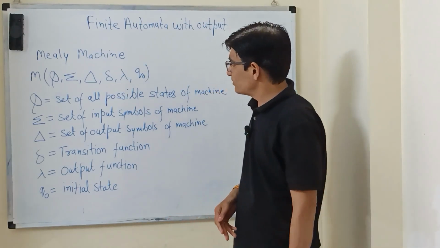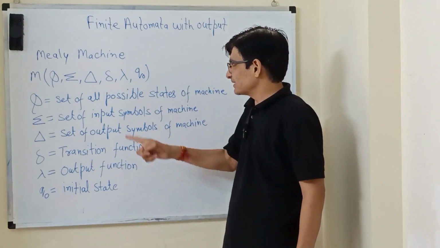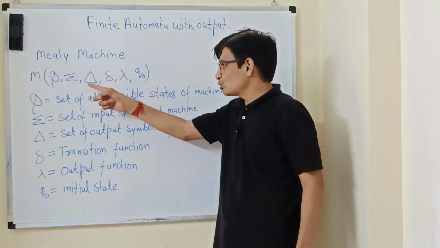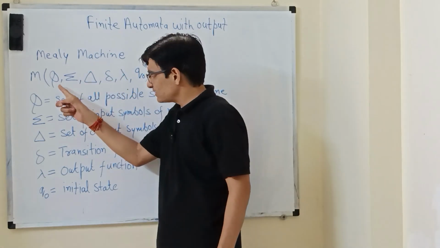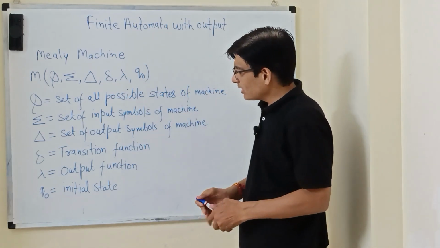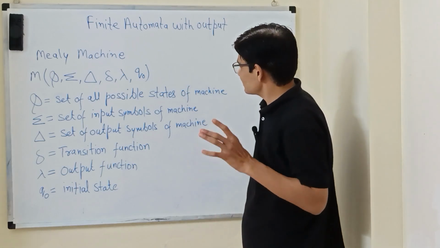So in this lecture we will discuss one more finite automata with output, that is Mealy machine. As you can see here, Mealy machine is also a six tuple machine and the tuples are exactly the same as Moore machine. Only the difference is the output function.